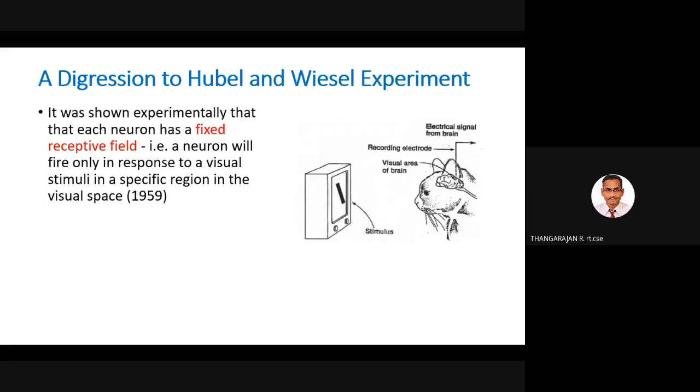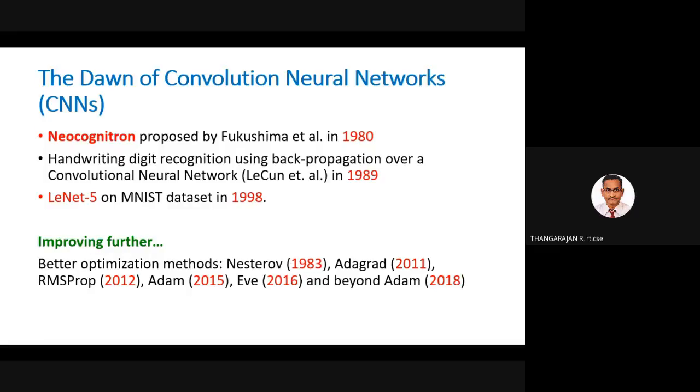So this was the experiment that was done, and it gave birth to a new technique called the convolutional neural network. But the convolutional neural network is not a very recent topic. It was earlier called the neocognitron by Fukushima et al. in 1980. So what we call a convolutional neural network nowadays is actually the neocognitron of those days. Then in 1989, LeCun et al. used this to do handwritten digit recognition using backpropagation, and LeNet-5 on MNIST data in 1998.